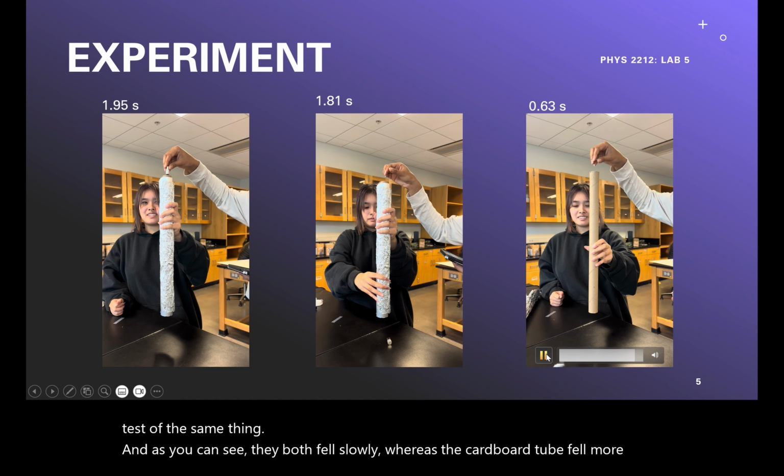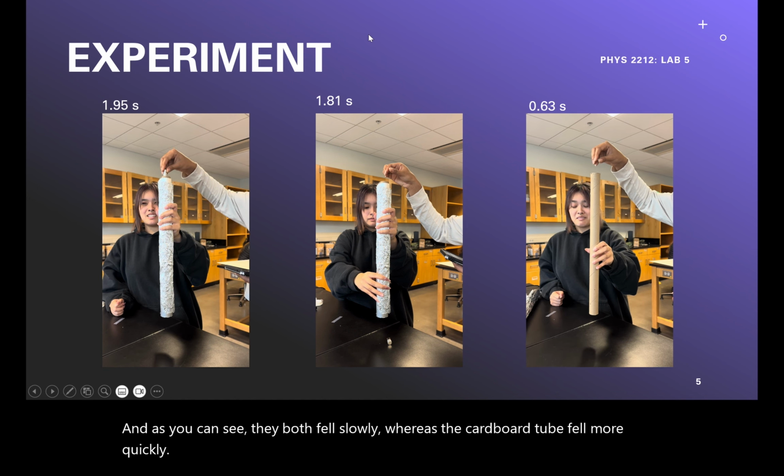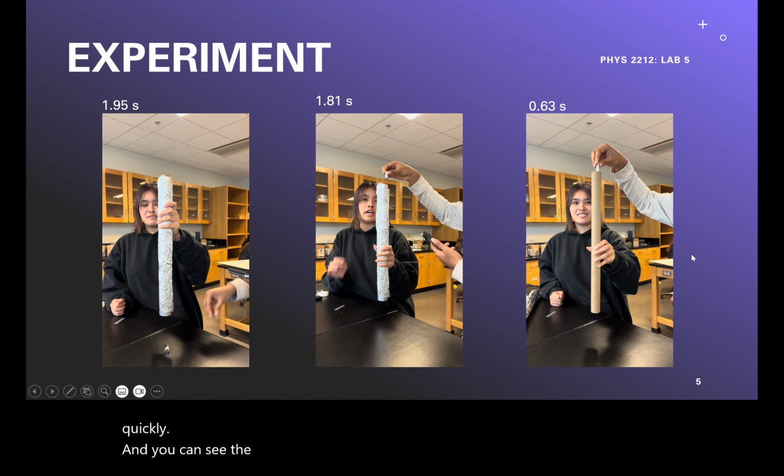And you can see the timestamp, and you put it right above.